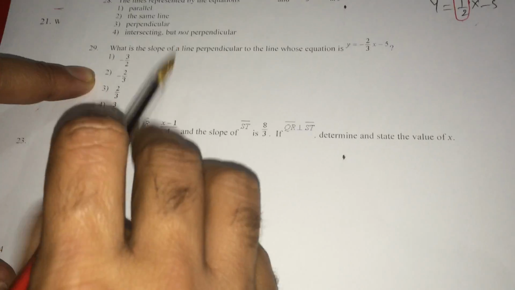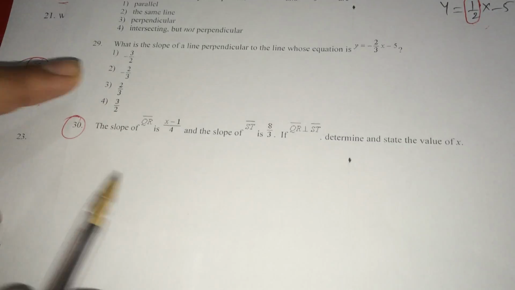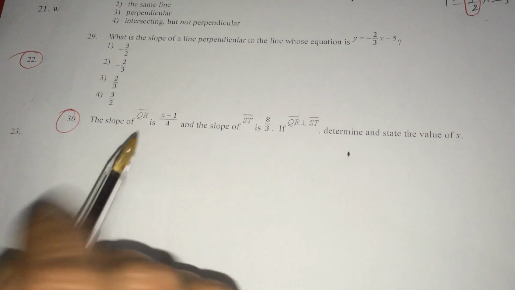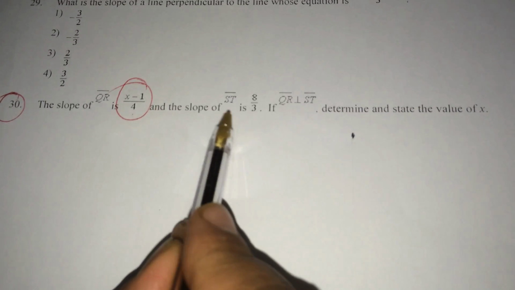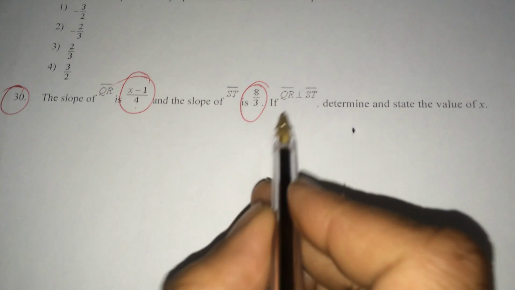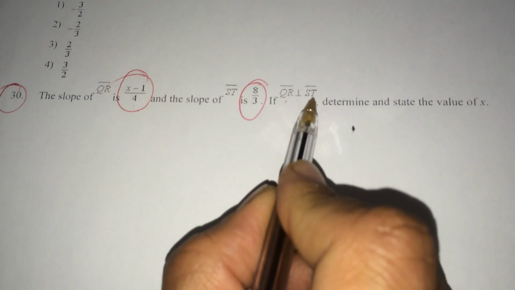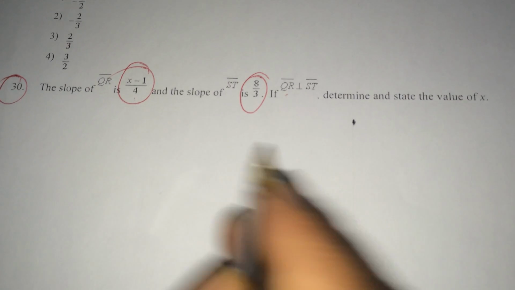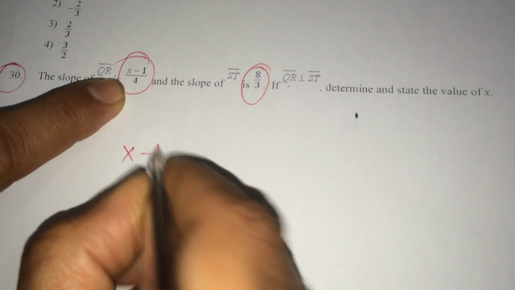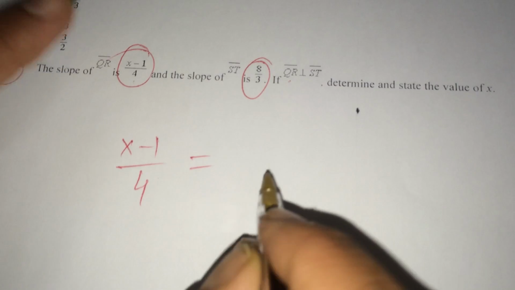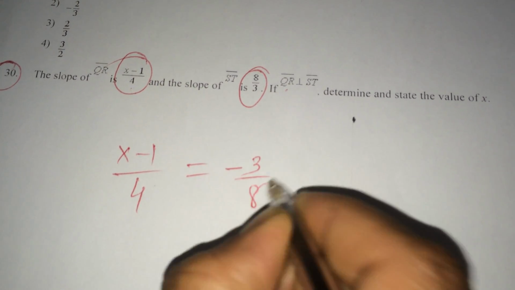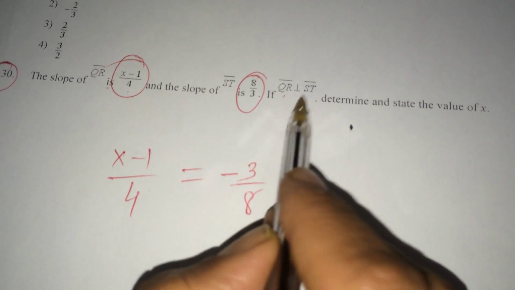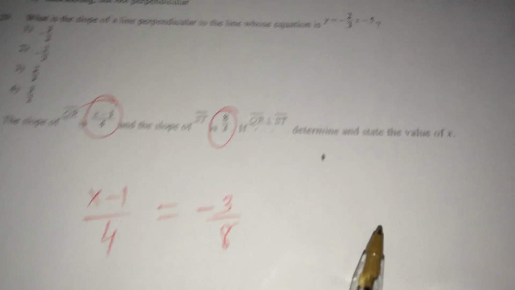And the 29th is just finding the slope for this perpendicular line, and for this line, you have to find the perpendicular line slope. But for the 30th, they are saying the slope of QR is like this, and the slope of ST is 8/3. And since QR is perpendicular to ST, find the value of x. So I am taking x minus 1 over 4 as the slope of QR, but for the slope of ST I am doing the negative reciprocal, because ST and QR are given as perpendicular lines. That's why I can do like this.